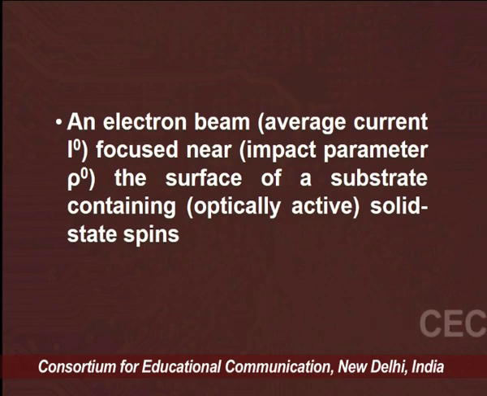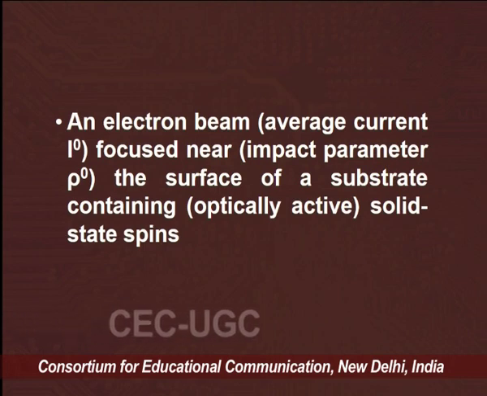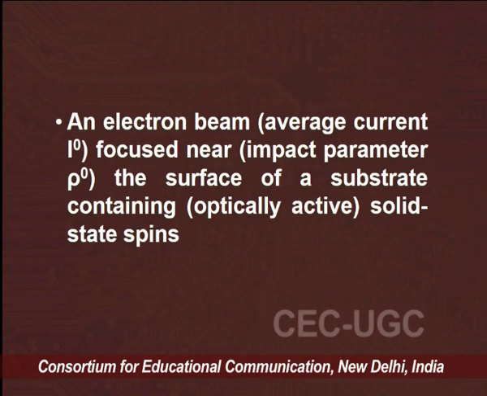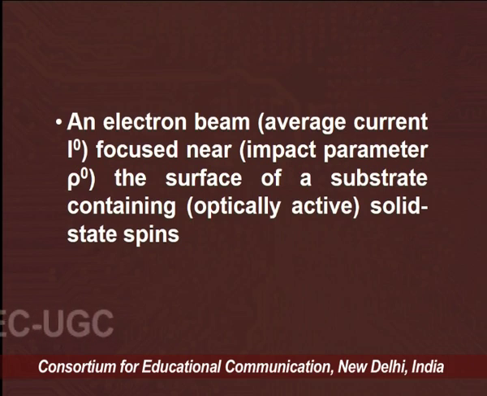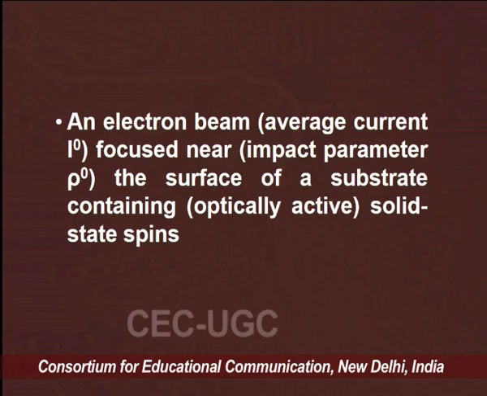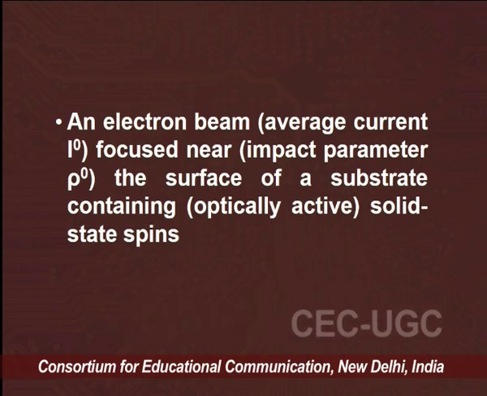So, an electron beam, that is the average current, must be having the I naught focused near the impact parameter and the surface of the substrate containing the optically active solid state spin. So now we can have an electron beam having the average current, that is the I naught, focused near the impact parameter, that is the P naught, the surface of the substrate containing the solid state spin.